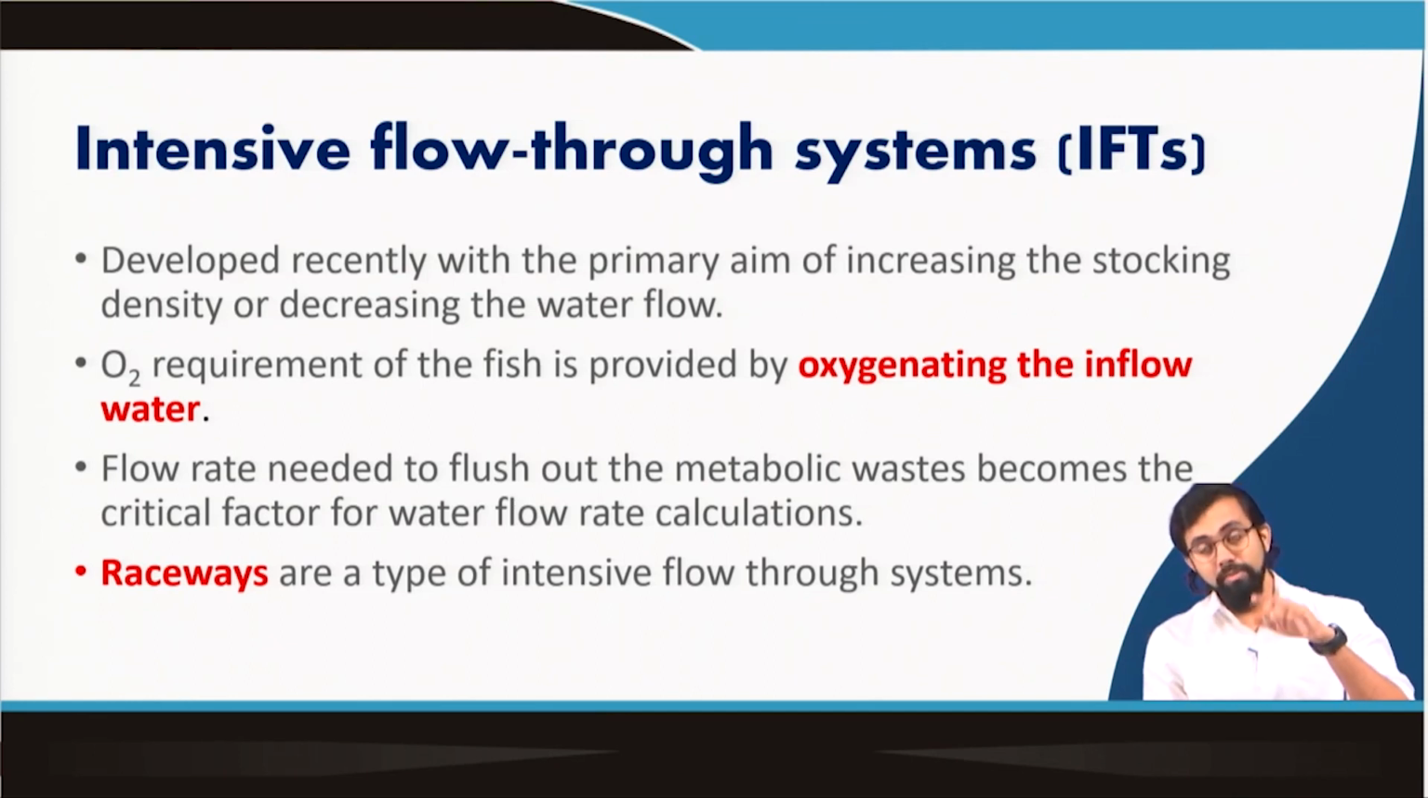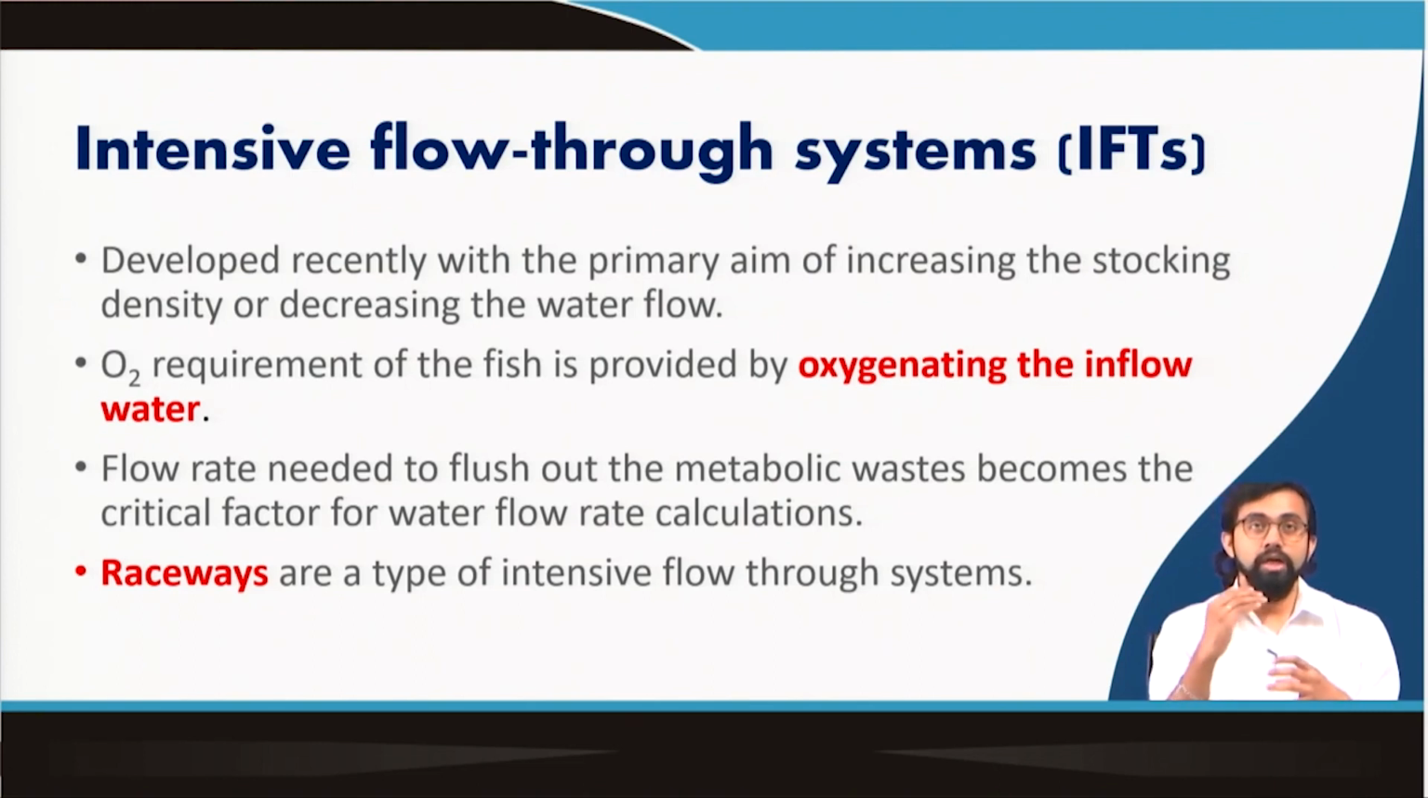But if you can supply the minimum, even less than the water that it requires, and if you can supply it with enough oxygen that it requires for the survival of your aquatic species, then that's it. That is what we need, right? So that's how we take care of the oxygen requirement of the fish in this kind of intensive flow through systems, or in short we call it IFTs.